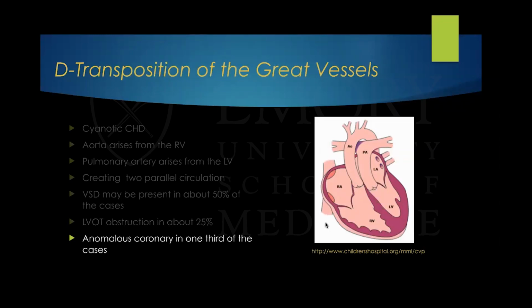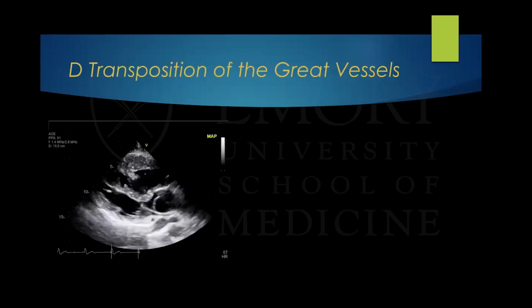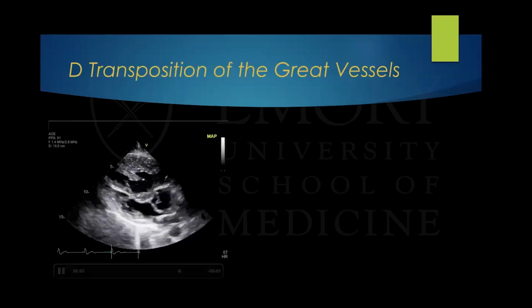So if we go along again with the circulation of these babies, the inferior vena cava and superior vena cava will drain into the right atrium. This our blue blood will go into the right ventricle, and that blue blood will go out to the aorta. Then the red blood will come from the pulmonary veins into the left atrium, into the left ventricle, and out to the pulmonary arteries. So these babies after birth require intervention.